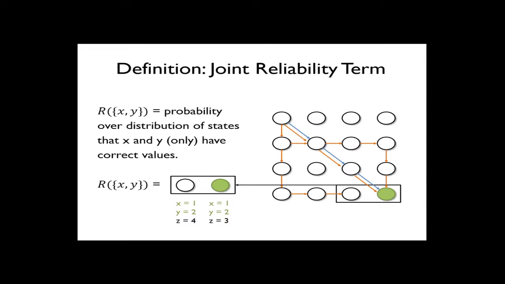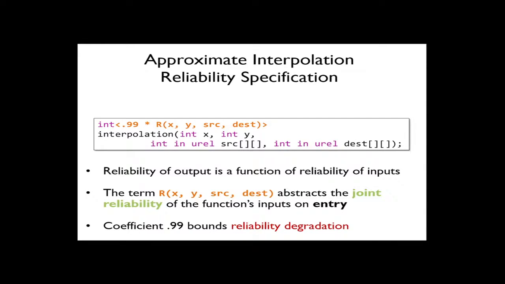They're the same on that subset of the program state. So now, given that definition of our reliability terms, we can go back and look again at the specification, and figure out what this 0.99 means. What this 0.99 is going to do is bound the degradation that we have while executing this function.